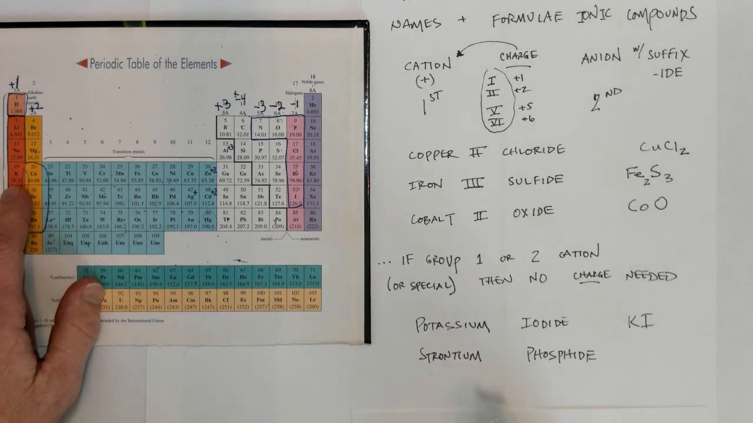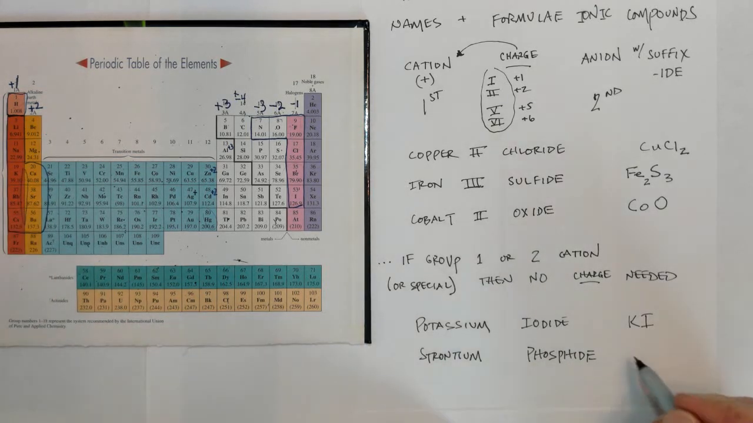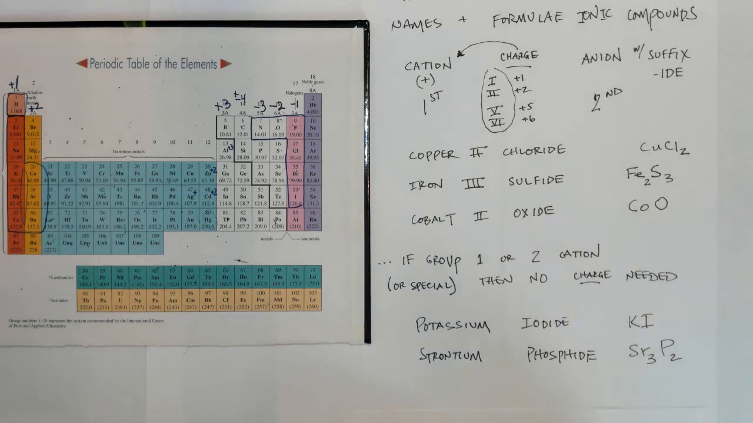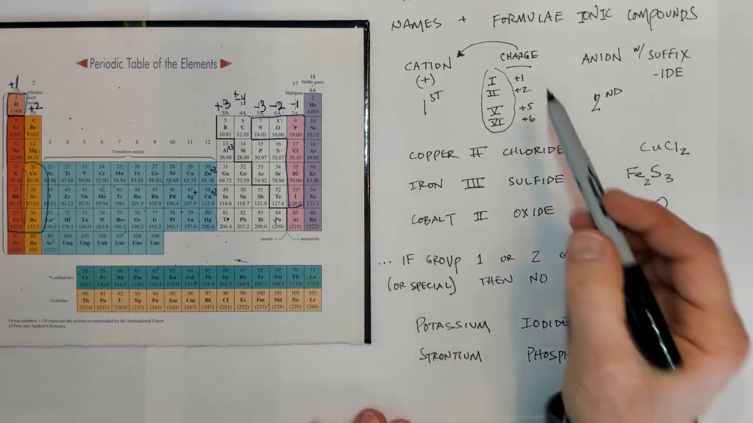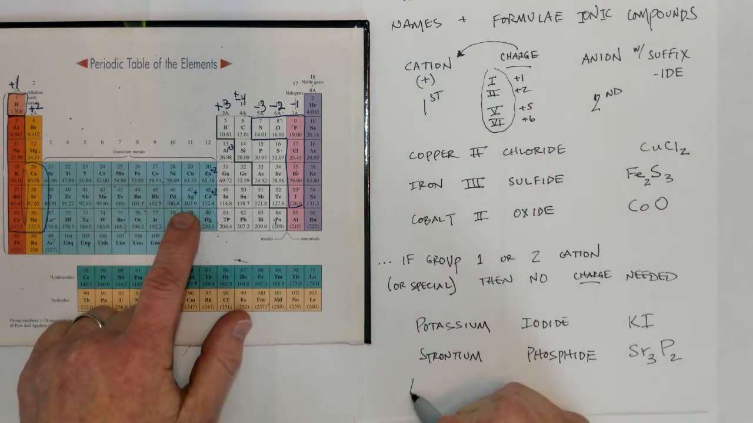Or strontium phosphide. Since strontium is in group 2, you don't need a Roman numeral 2 with it, and strontium phosphide would end up being Sr3P2. Why the 3 and the 2 are there is coming in the near future. The other special elements that don't need these Roman numerals are listed on this periodic table, and you should list them on your periodic table as well.